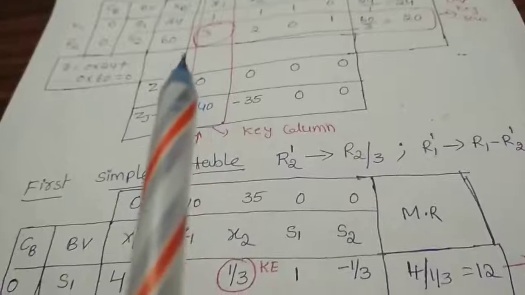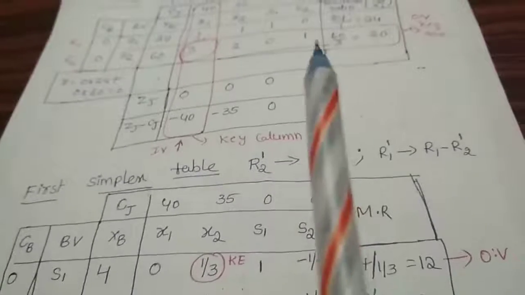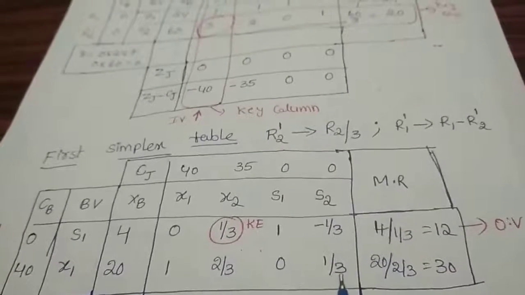I wrote it here 20. Next 3 divided by 3, that equal to 1. 2 divided by 3, 2 by 3. 0 divided by 3, 0. 1 divided by 3, 1 by 3.